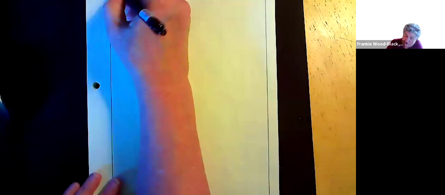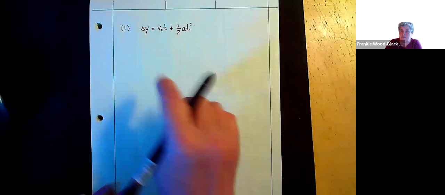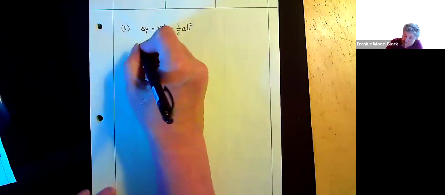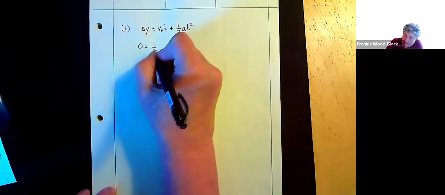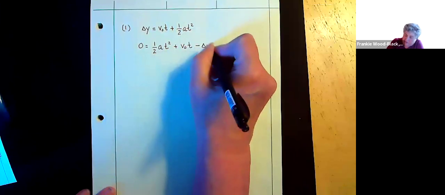One of our equations of motion was my change in my y position is equal to my initial velocity times time plus 1/2 my acceleration times time squared. I'm going to put that in the same form as what I just wrote down here. So I'm going to have 0 is equal to 1/2 my acceleration times time squared plus my initial velocity times time minus my change in position.